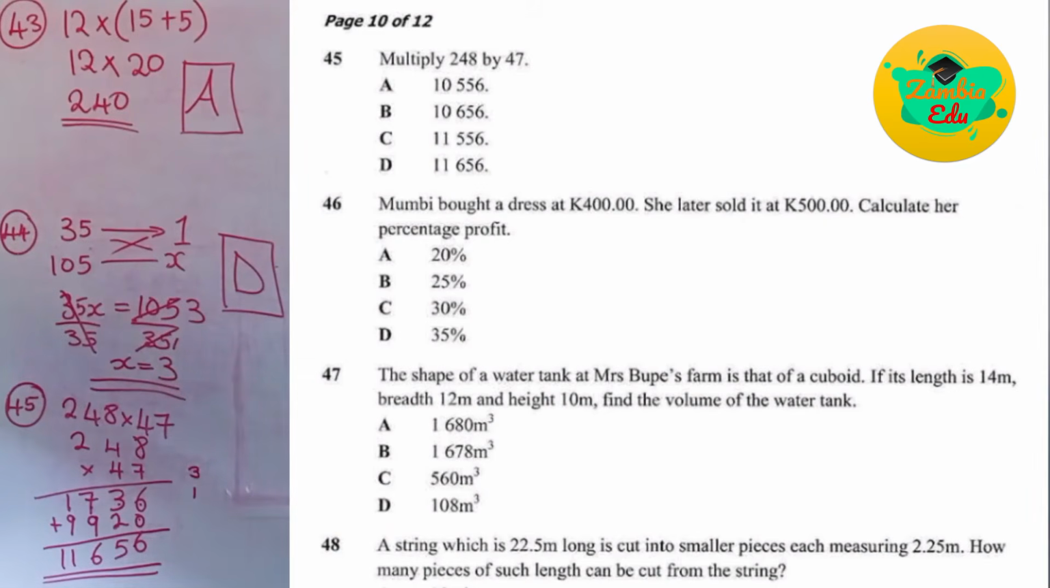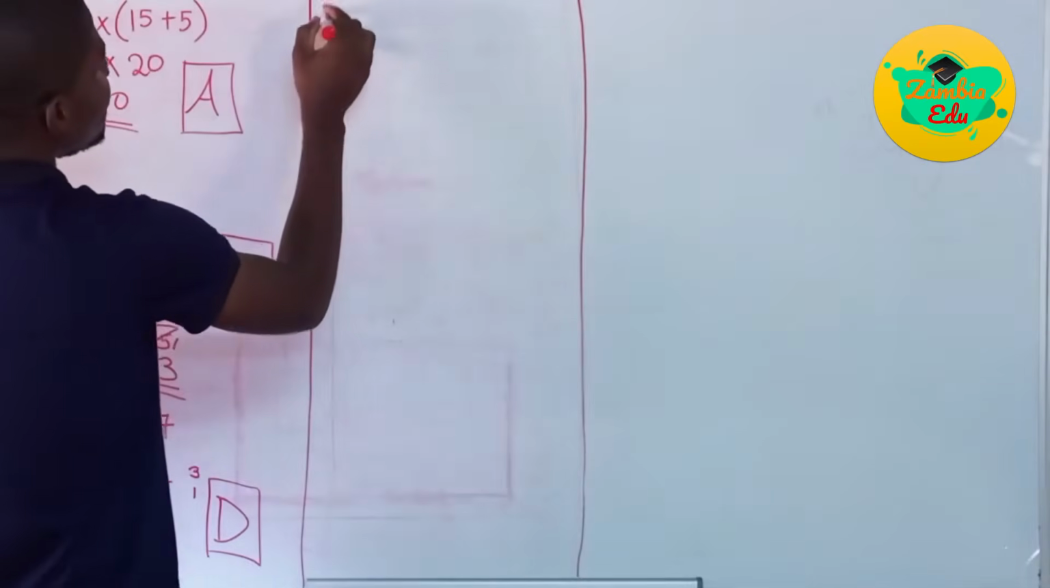11,650, and that came as option D. Option D. So for 45, our answer is D. Okay, having done that, we go to 46.